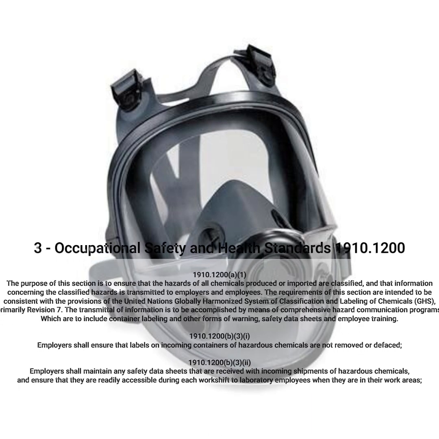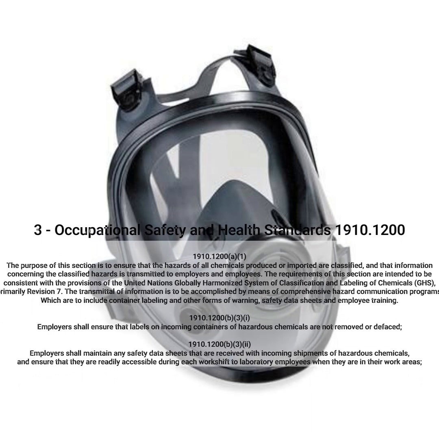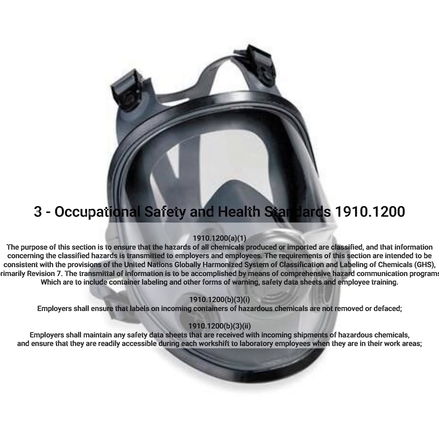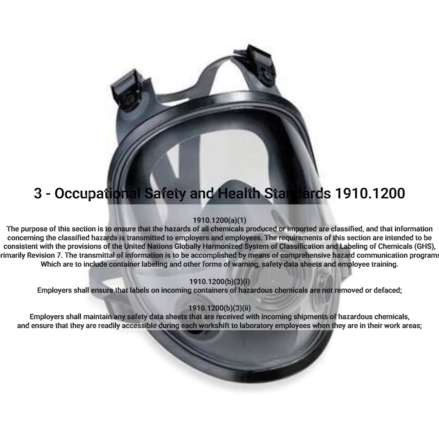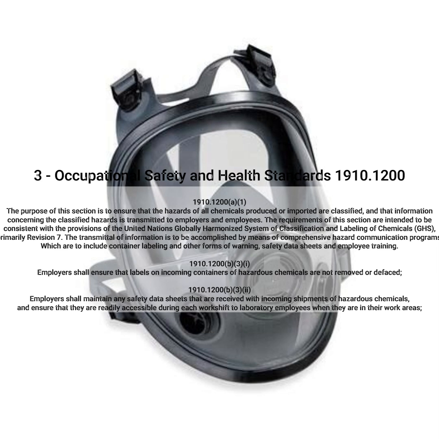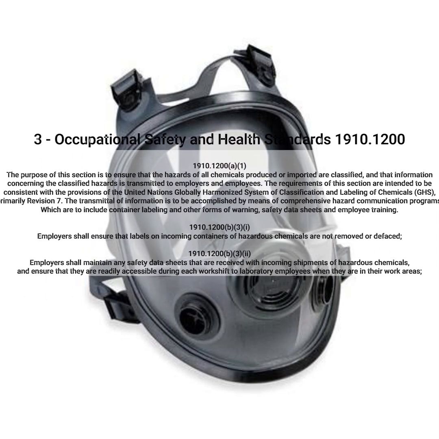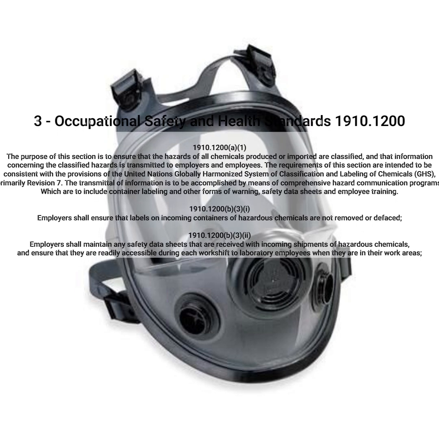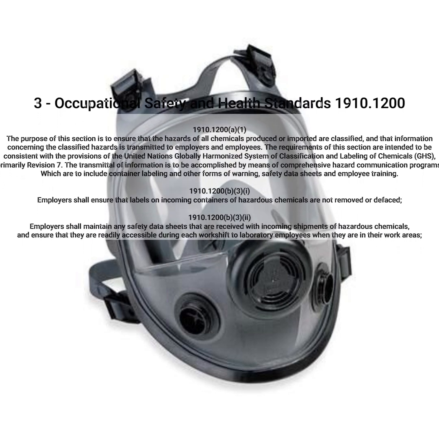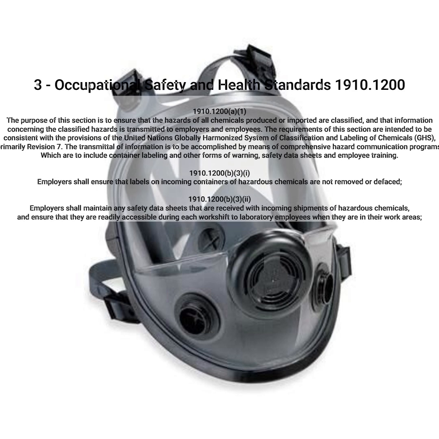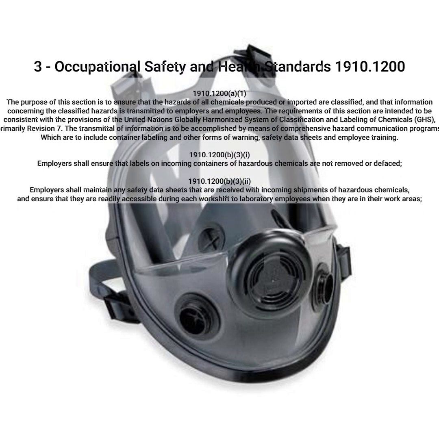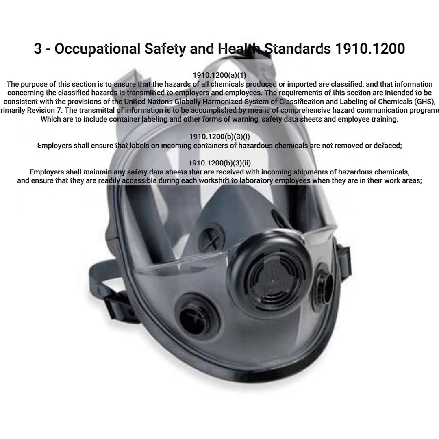The requirements of this section are intended to be consistent with the provisions of the United Nations Globally Harmonized System of Classification and Labeling of Chemicals (GHS), primarily Revision 7. The transmittal of information is to be accomplished by means of comprehensive hazard communication programs, which are to include container labeling and other forms of warning, safety data sheets, and employee training.